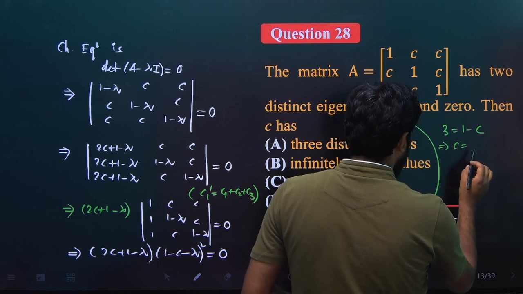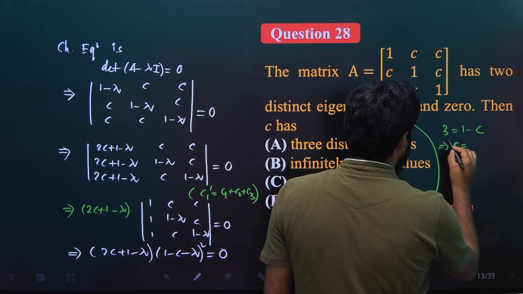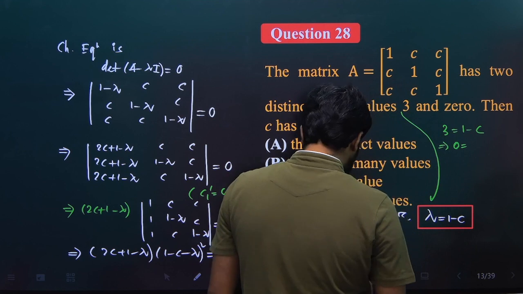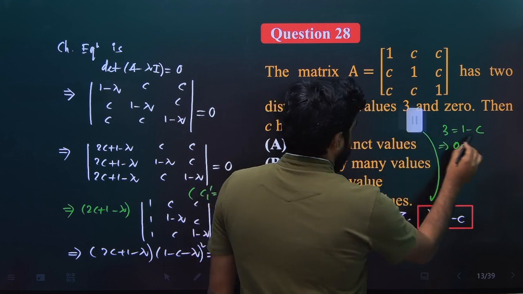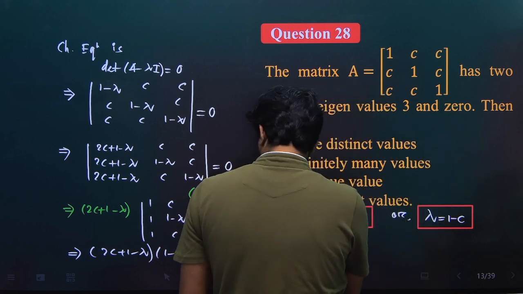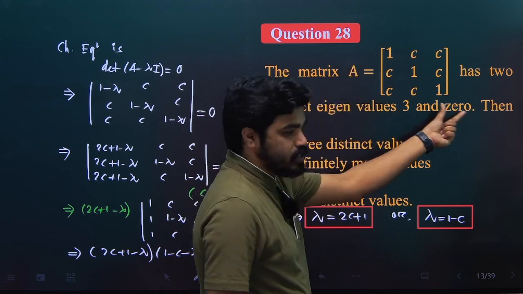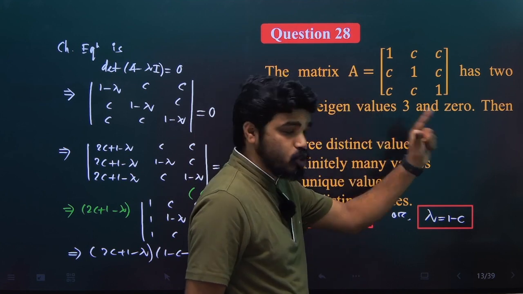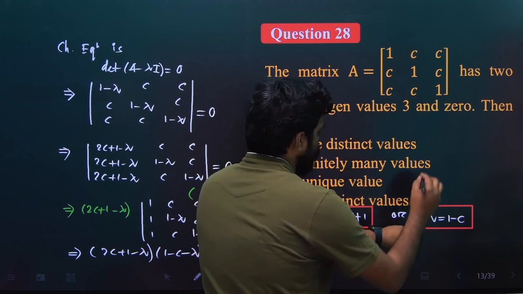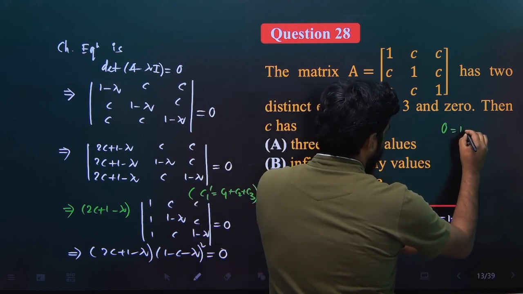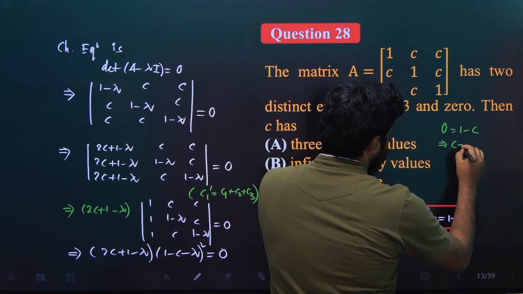c is equal to... if λ is 0, just 3 is equal to... What is given here, this has two eigenvalues 3 and 0, okay? That means one eigenvalue is 0 and the other is 3. So if λ is 0, then 0 is equal to 1 minus c, that means c is equal to 1.